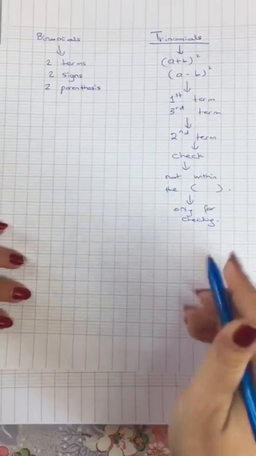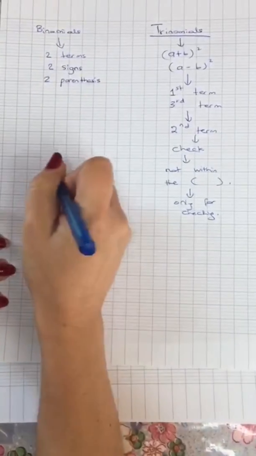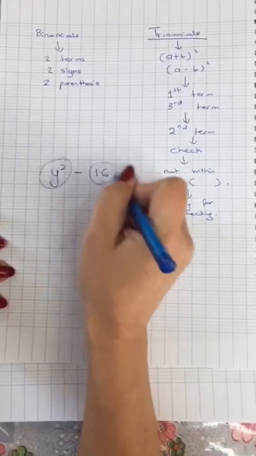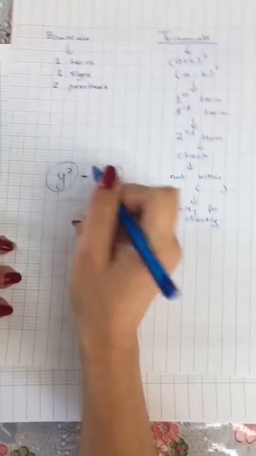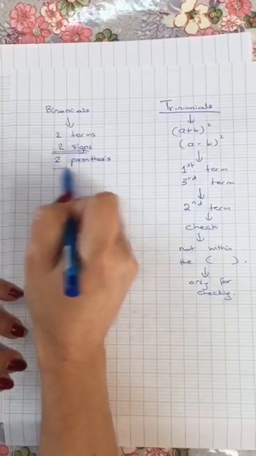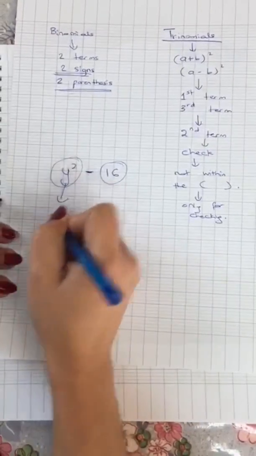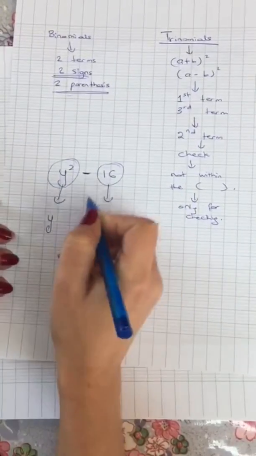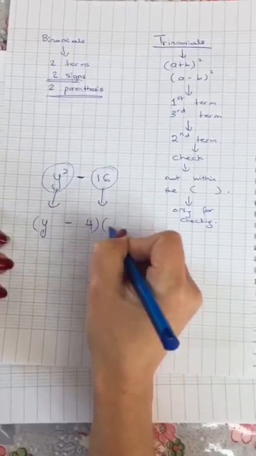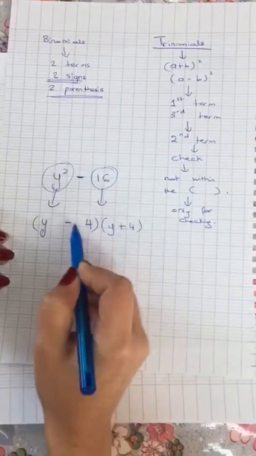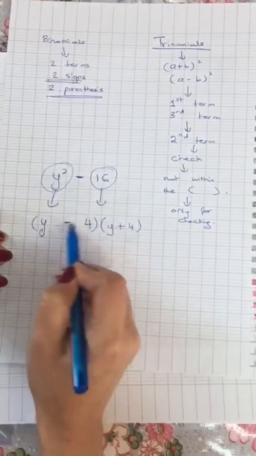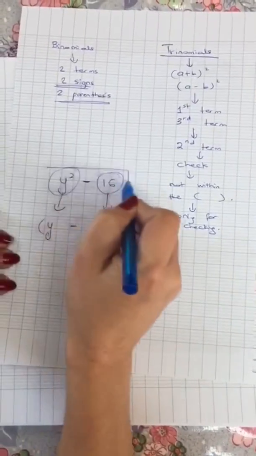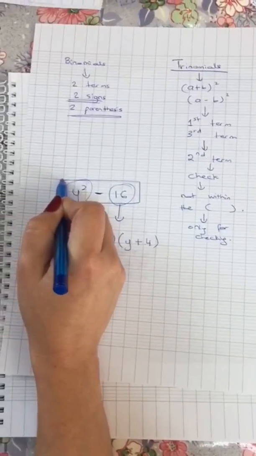Let's take the examples we have here. The first example is y² minus 16. How many terms are there? Two terms, and there's a minus sign in the middle, so it's going to give me two parentheses, two signs. What is the radical of y²? It's y. What's the radical of 16? It's 4. So one is a minus, one is a plus. I have two parentheses, two different signs, but they are the same terms. Why? Because it's a binomial made up of only two terms.